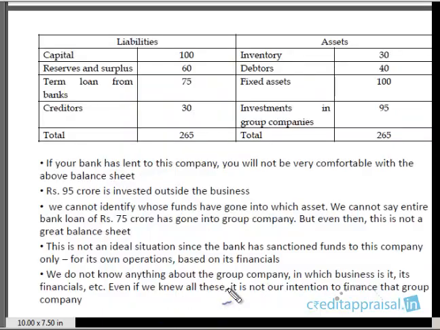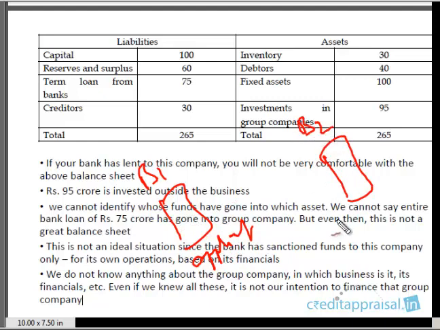So take a look at this balance sheet. If you are a banker who has sanctioned funds to this company, you will not be entirely comfortable with this balance sheet. If you see here, the company has some investments in group companies. So there are two businesses here. In B1, this is the applicant, the company is into some business. Then there is another group company, which is a separate business.